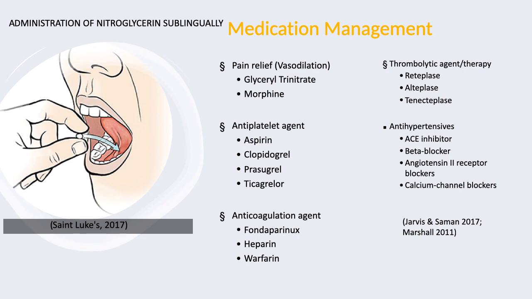Thrombolytic agents such as alteplase, reteplase, tenecteplase are used to break down existing clots. These drugs can be administered IV to dissolve the thrombus in the coronary artery in order to restore perfusion.